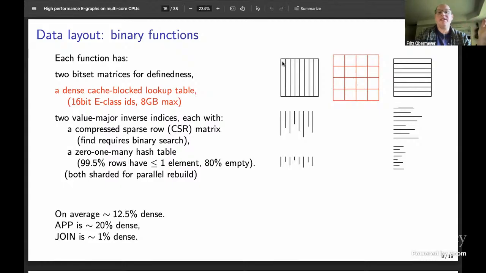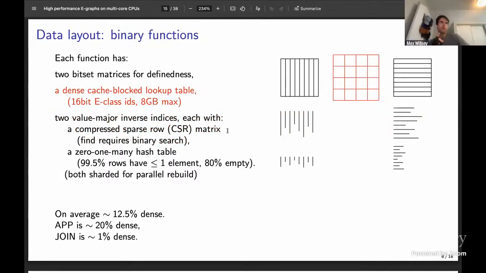But the nice thing is I can do big SIMD bitwise operations here and iterate only over the presence. I'll show you some queries on the next few slides. Yeah, great. That answers my question. Thanks for the question. So that's helpful for the bitset matrices.